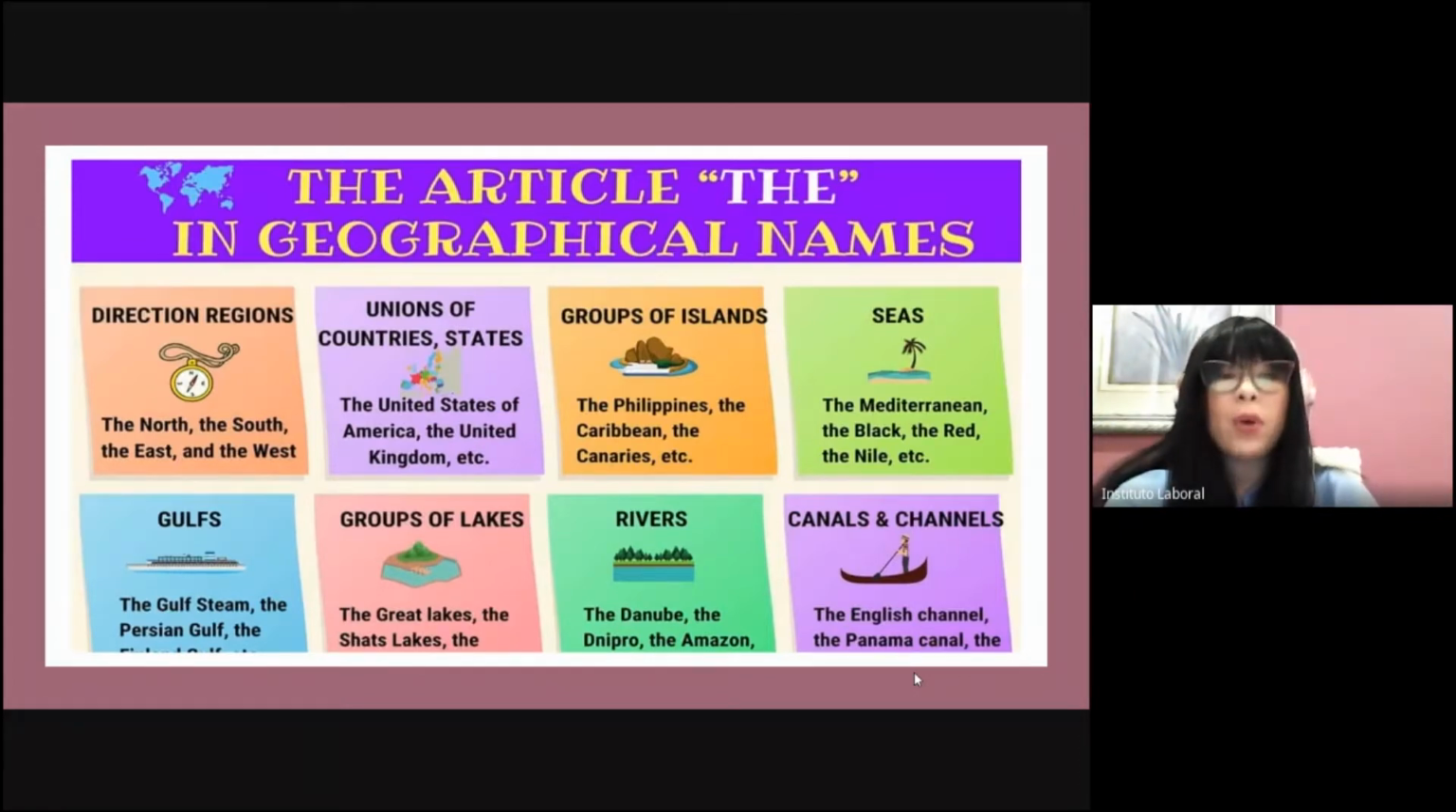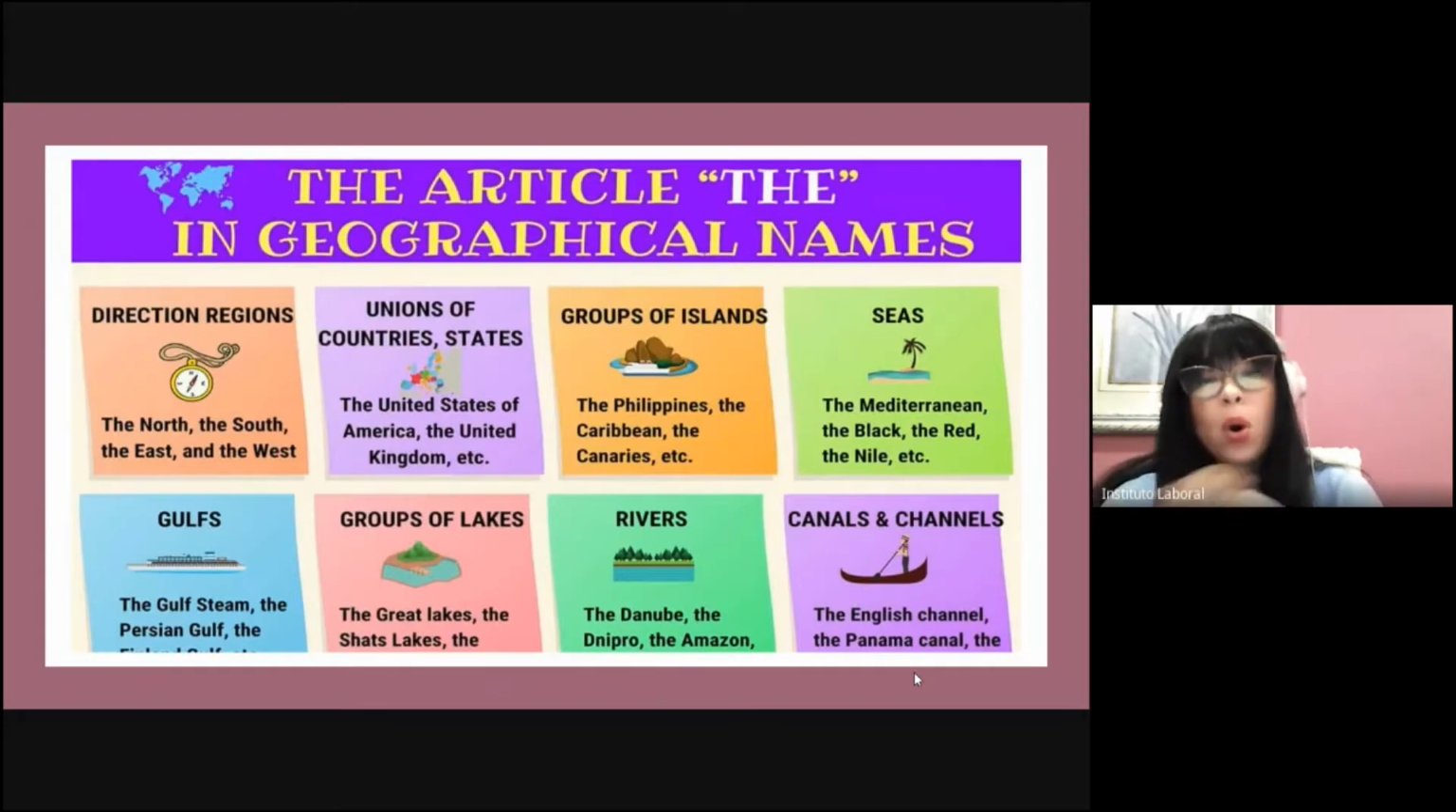When we talk about unions of countries or unions of states, for example, the United States of America, the word the is the article in the name. The United Kingdom. So this represents the union of countries or states. The United States of Mexico, that's the real name.